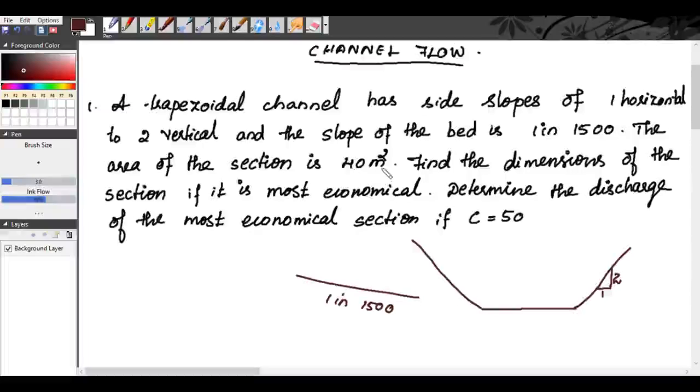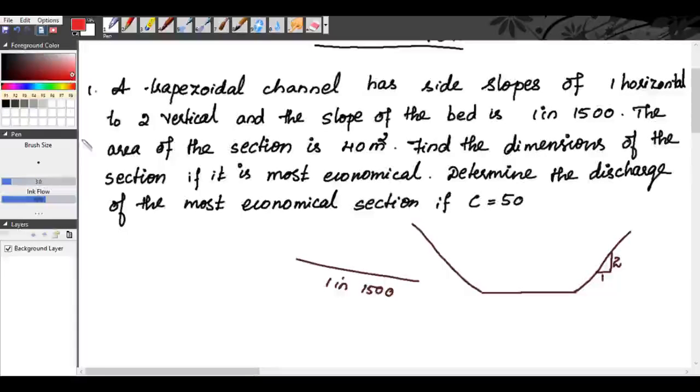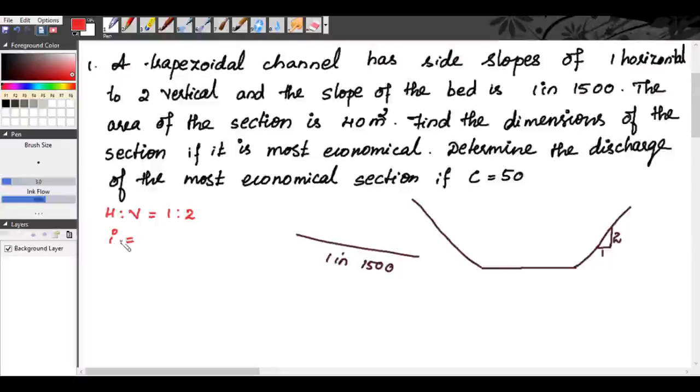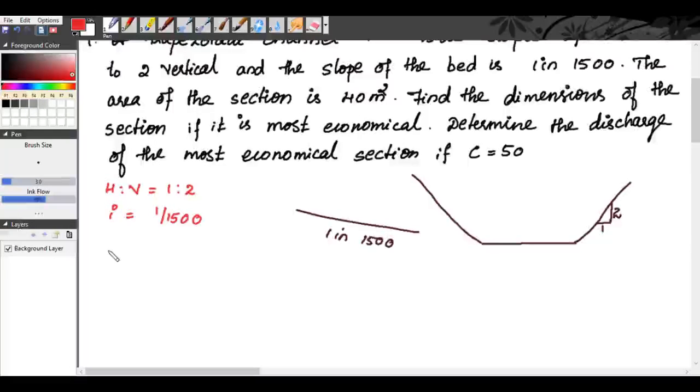The area of the section is 40 meter square. So the given data are: the side slope is 1:2, horizontal to vertical; the slope of the channel bed is 1 in 1500; and the area of the section is 40 meter square. Find the dimensions of the section. We need to find B and D. Our aim is to find the breadth of the trapezoidal channel section and the depth of flow of the trapezoidal channel section.